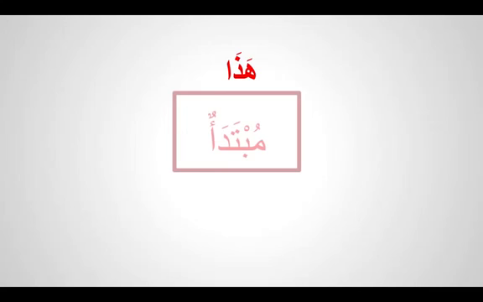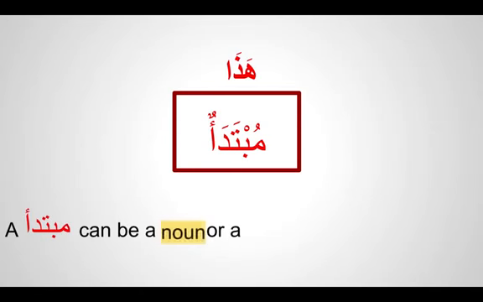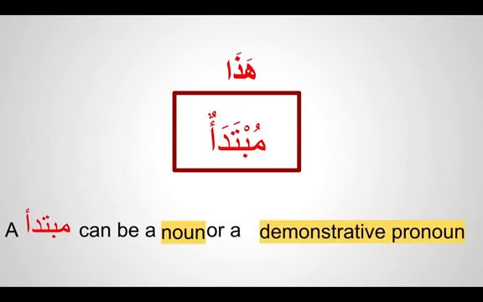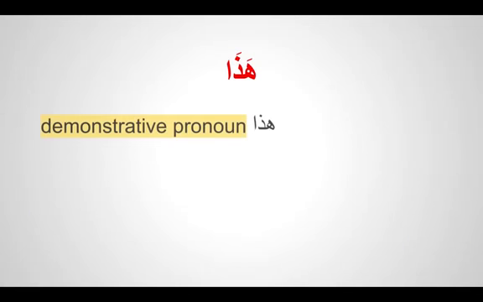So in the previous session, inshallah, we were learning about Hadha, and we know that Hadha comes as a Mubtada. So just quickly going back to Mubtada: a Mubtada can be a noun or it can be a demonstrative pronoun. So we know now the demonstrative pronoun Hadha. Let's see what this demonstrative pronoun is called in Arabic.